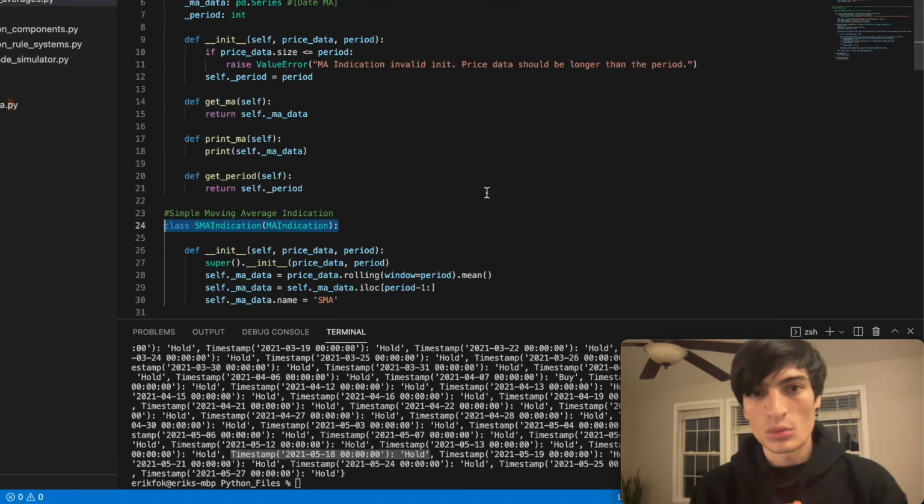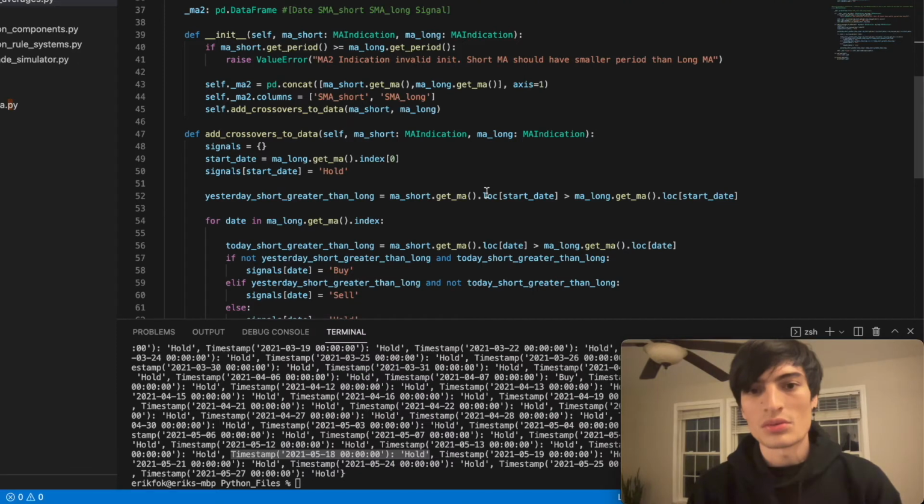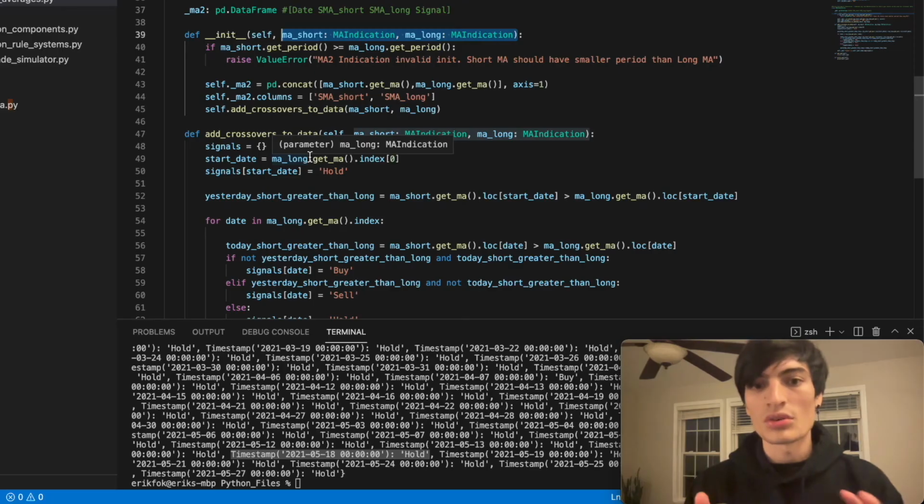Before printing those crossovers, I want to bring you back to why we want to inherit from a base MA indication class. It has to do with the utility it provides using this MA2 indication class. You can see here we're taking in two MA indication. Basically, we can use any version of any moving average, whether it's simple or Hull or any other type, and this MA2 indication class will still work and still compute those very same buy and sell signals.